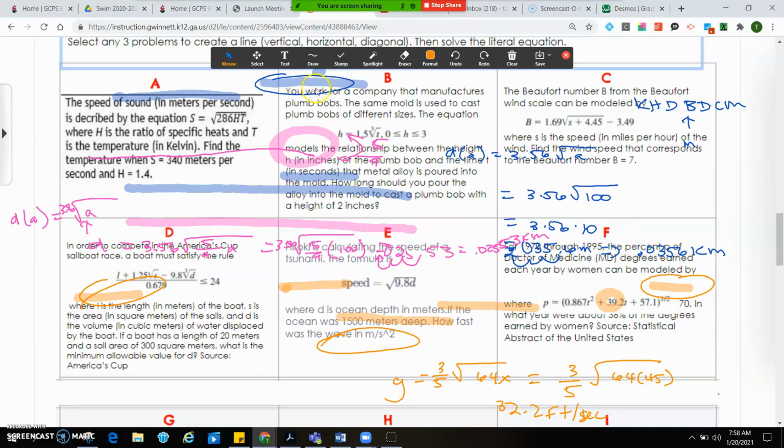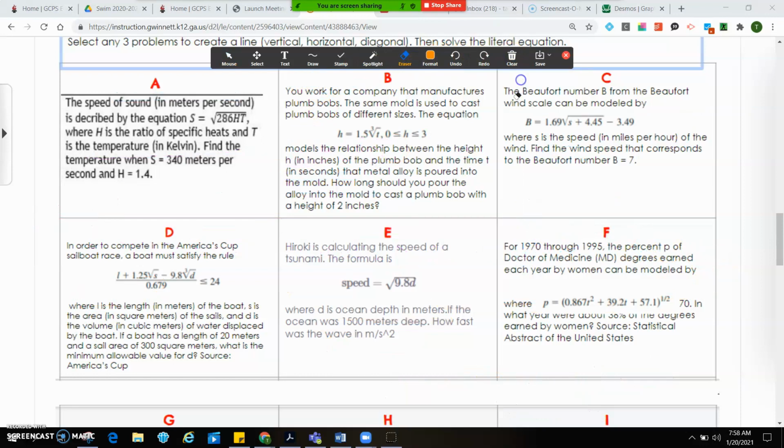Alright, so on this tic-tac-toe board, you're supposed to basically pick a couple of them to do. So I'm going to do a few of these. I'm going to do this first one. It says the speed of sound in meters per second is described by the equation S equals the square root of 286hT, where h is the ratio of the specific heats and T is the temperature in Kelvin. Find the temperature when S is 340 and h is 1.4.